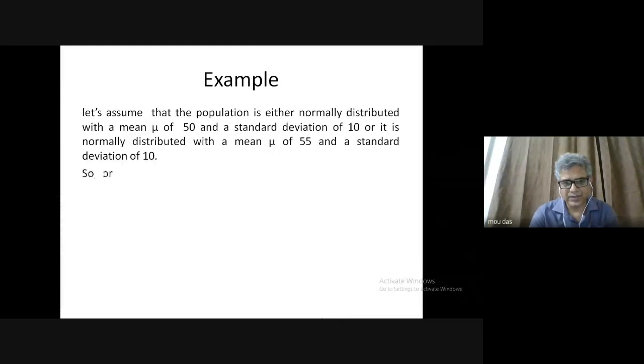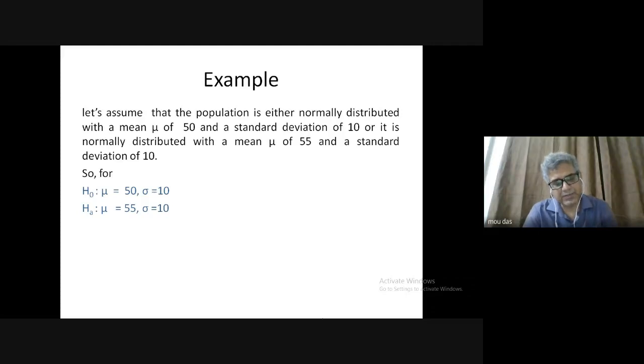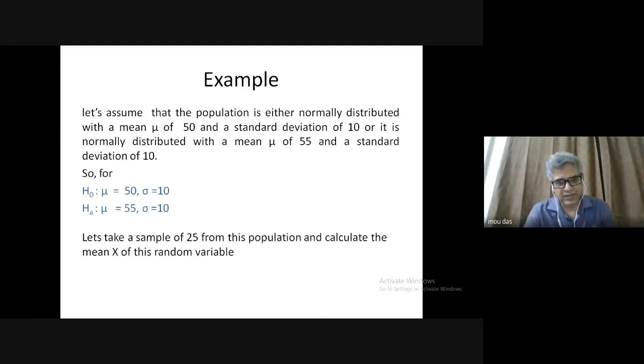So for H0, mu is equal to 50 and standard deviation sigma is equal to 10. For the alternative hypothesis, mu is equal to 55 and sigma is equal to 10. Now we take a sample of 25 from this population and calculate the mean X of this random variable, that is the mean age of incidence of breast cancer.